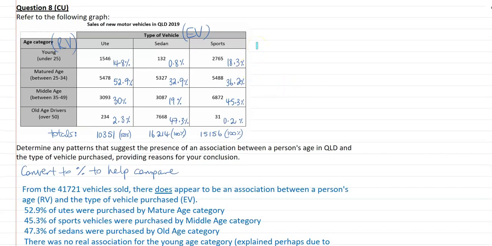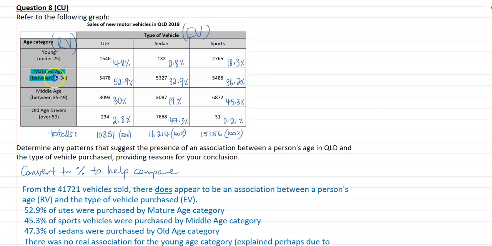Alright, so when we're comparing categorical data to look for association here, we know that we need to convert everything into percentages. So if I add up the column totals, I'm going to take each row as a percentage of that column total. So, for example, for young people that have utes, I'd do 1,546 divided by 10,351, and I'd get 14.8%. Given that I've worked out all of those percentages, you'd then go across each of the age categories and see which ones stand out. So, for example, for the young one, I can't really see any standout percentage there.